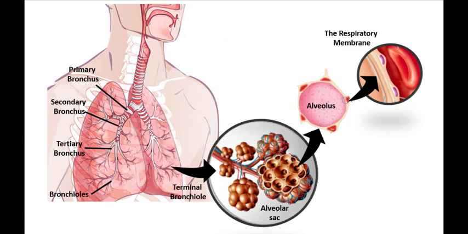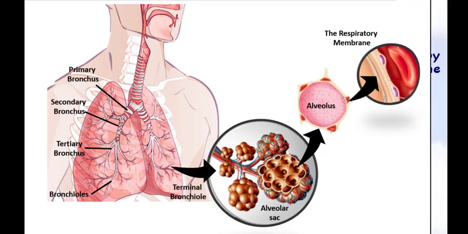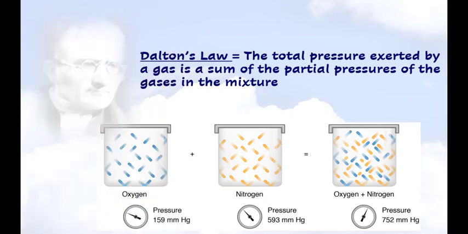Anything that disrupts the amount of surface or the thinness of that interface, like emphysema or pneumonia, will affect the gas diffusion. To understand the actual exchange of oxygen and carbon dioxide, let's apply a few more of those gas laws. Dalton's law explains that in a mixture of air, the total pressure equals the sum of all of the partial pressures.